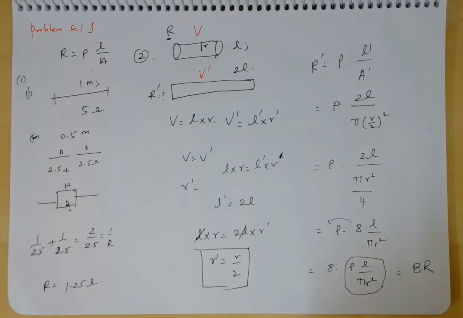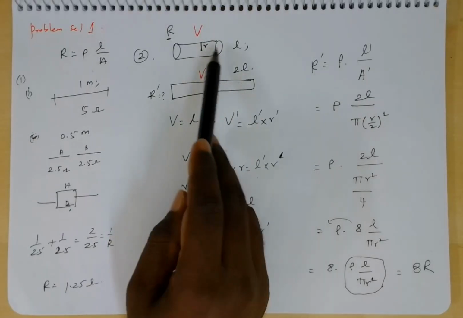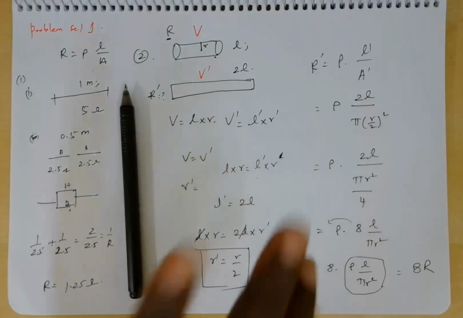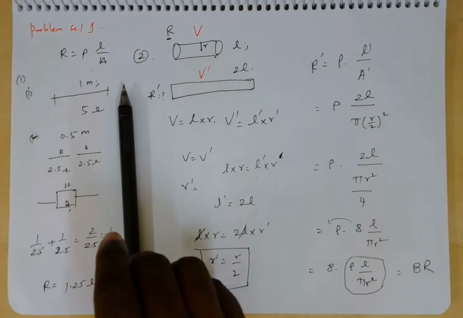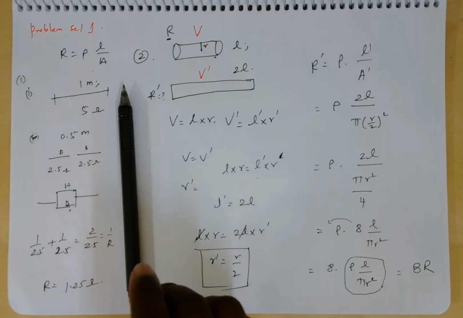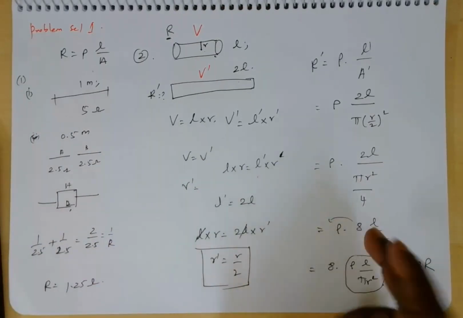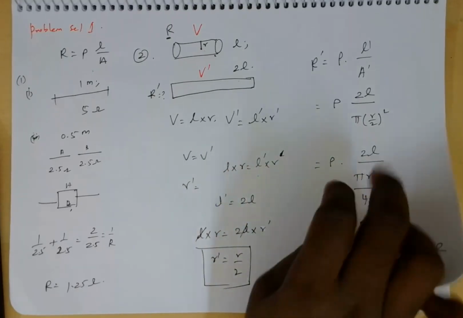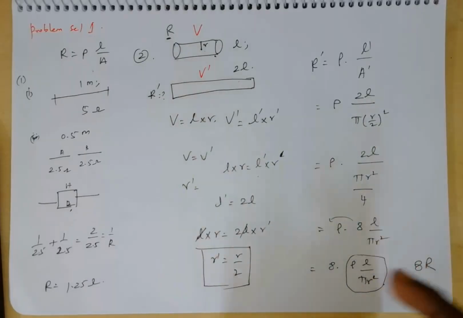8 times. Why? You have increased the length twice, so 2 times it will increase. You have reduced the radius to half, for that 4 times will increase. So totally 4 into 2, 8 times. This is the most complicated question because you have to keep in mind it's not proportional to R by 2, it's proportional to the area, so it's proportional to R square.